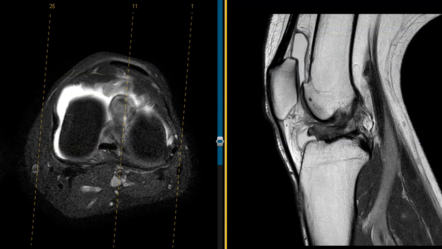Hello, this is Dr. Gay from First Look MRI, and this is a 29-year-old male who injured his knee about 3 months ago, had an ACL sprain, and the pain got better at first, and then now it's come back and he has some stiffness.